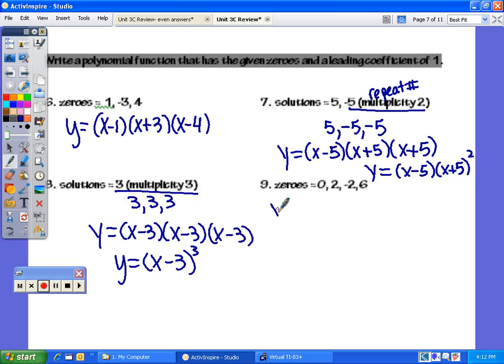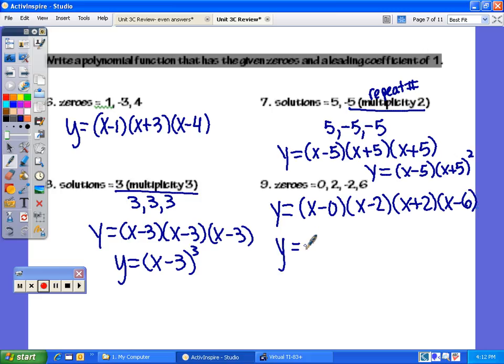Alright, the last one would be x minus 0, x minus 2, x, opposite of 2 is plus, so that's x plus 2, and then x minus 6. Remember what I told you about 0? That's just x. And x should always lead everything. Alright, so there are your 4 answers.